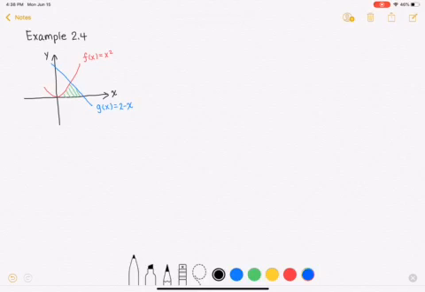Now, you need to observe that from this region, 0 to 2 right here, because that 2 is when g of x crosses the x-axis. From 0 to 2, you can see that f of x is never over g of x, and g of x is never over f of x. What is f of x over?